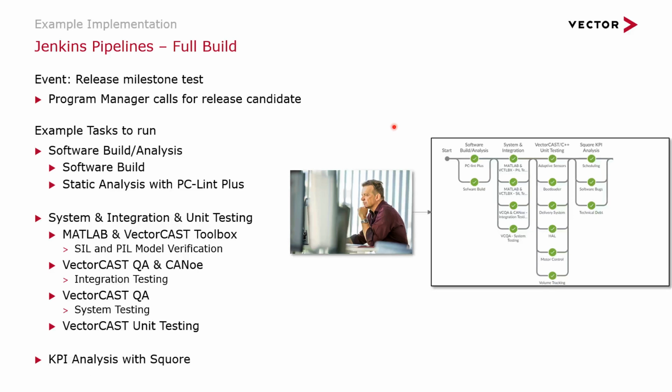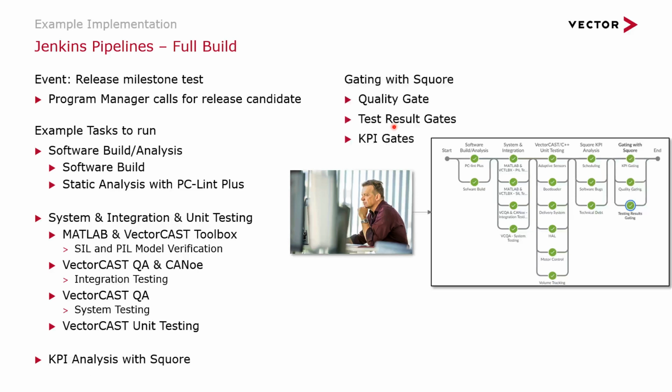Do we have more software bugs? Is the schedule looking good? Did the technical debt explode now that we brought in all these various pieces? And then again, applying the gating that would be appropriate for this event. So all the quality gatings we talked about before, the test result gatings, the KPI gates, they all get done. And again, this is automatic.